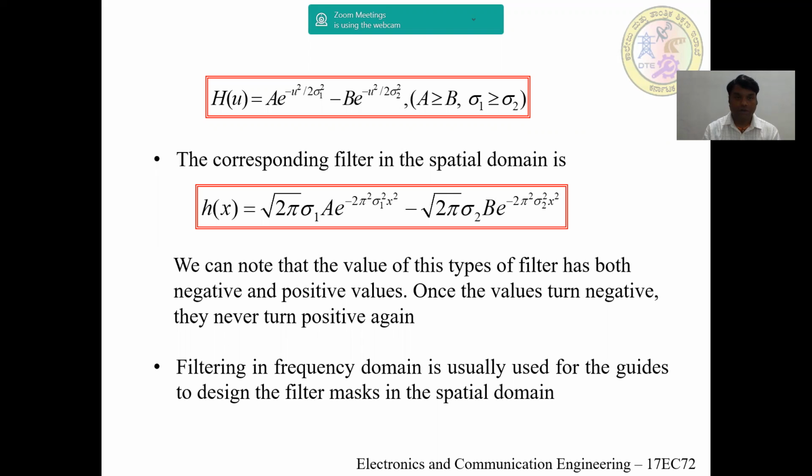We can note that the values of these types of filters have both negative and positive values. Once the values turn negative, they never turn positive again. Filtering in the frequency domain is usually used as a guide to design the filter masks in the spatial domain.